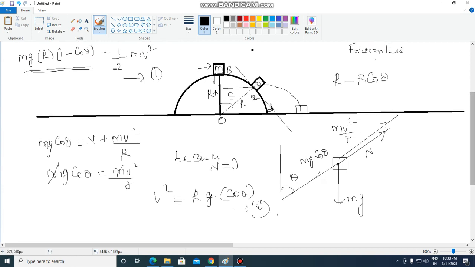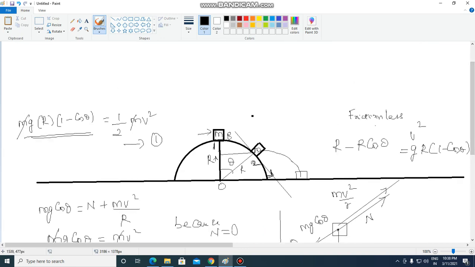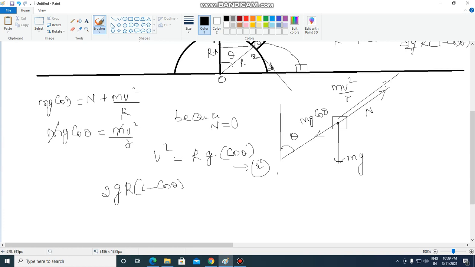Now time has come where we have to use equation 1. Of course, we are going to cancel m and m. So v square can be written as v square is equal to 2 g into r into 1 minus cos theta. Again I am repeating, when I say the normal reaction force n is equal to 0, g cos theta becomes equal to v square by r. V square can be written as g into r into cos theta.